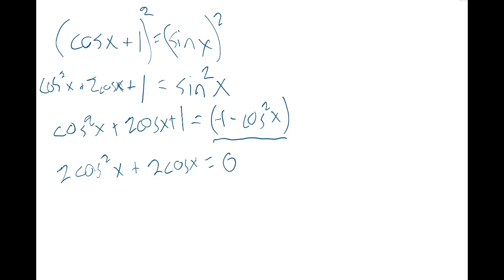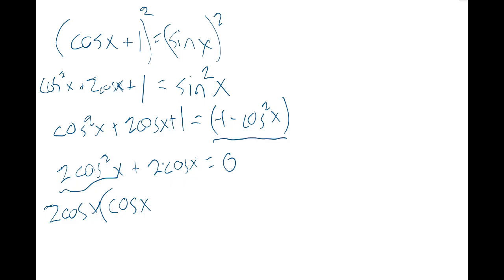Okay. From there, we are going to factor out a 2 cosine x to make life a little bit easier. So we factor out the 2 cosine x, and then if you take out 2 cosine x from this term, you're just left with cosine x.